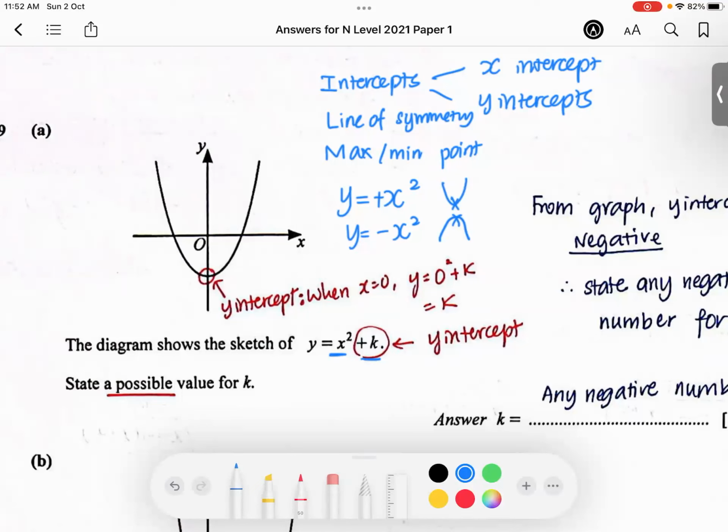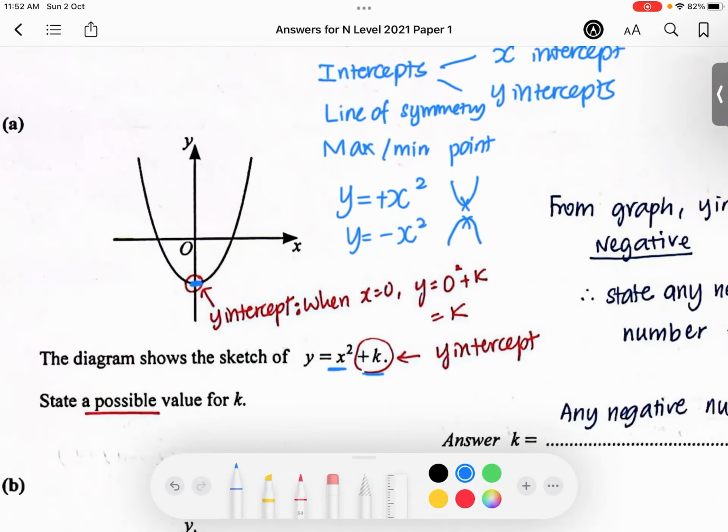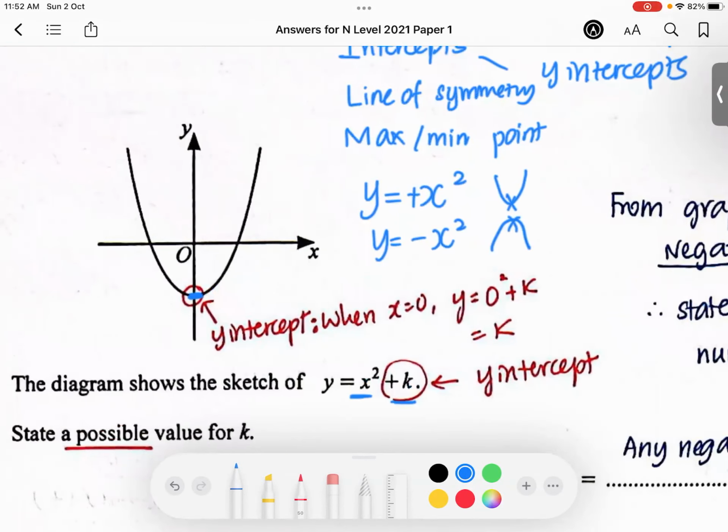Then where's the y-intercept of the curve? There, this is my y-intercept of my curve. And what do we notice? We notice that the y-intercept over here is below our x-axis. So in this case, the y-intercept here is a negative number. Okay, it's a negative number.